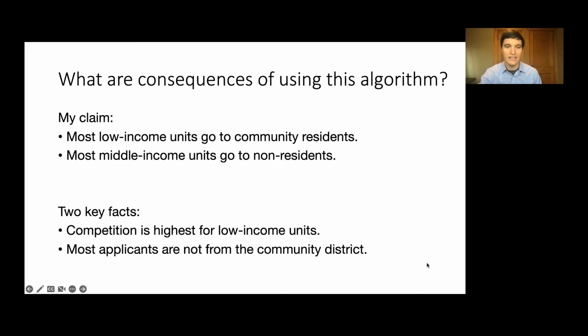And the key facts that drive this finding are, one, competition is highest for low-income units. So basically, there aren't that many people at 165% of median income who are looking at these affordable units relative to the supply of those units. And then second of all, people are applying from all over the city. So yes, there are a decent number of people who apply from the community district, but because there are 59 community districts, most applicants to a given building don't benefit from community preference.